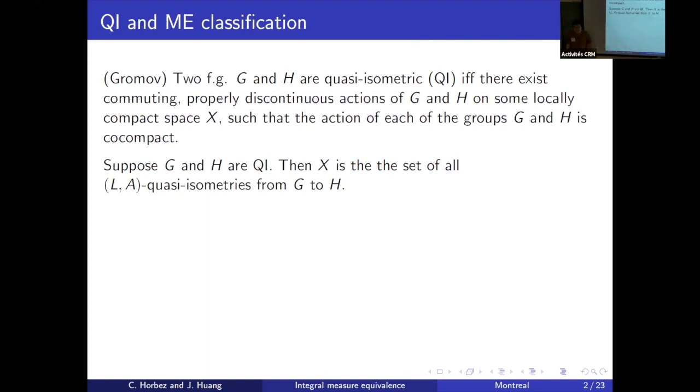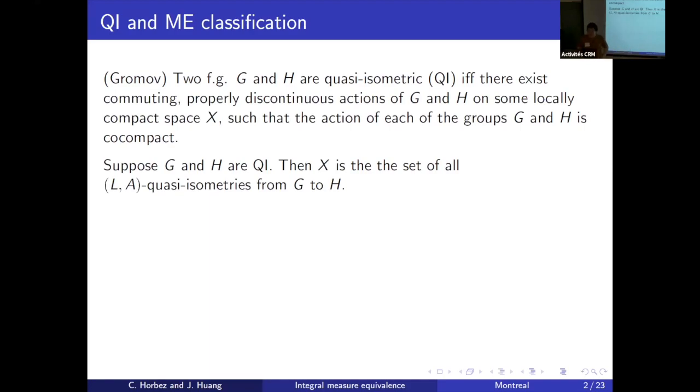Just to check, X is not a metric space, right? Yes, that's a perfect question. I should clarify: X is not a metric space. The actions are just by homeomorphisms, so there is no metric in this definition. That's one of the interesting points of this definition.